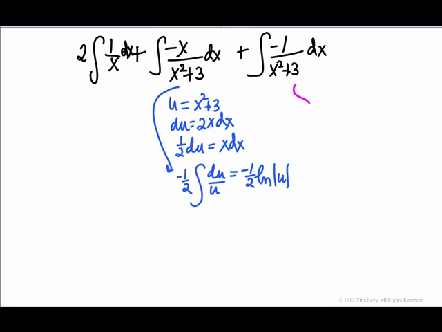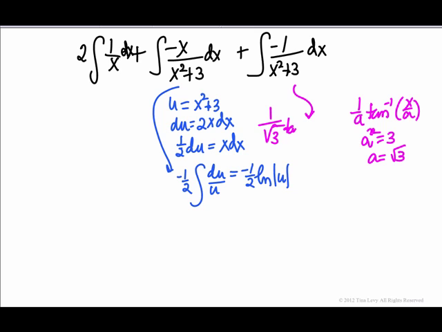This third one comes from the formula. It's just 1 over a inverse tangent x over a. But a squared is 3. So a is radical 3. So this one will be 1 over radical 3 inverse tangent x over radical 3. And sure enough, this is just 2 log the absolute value of x.